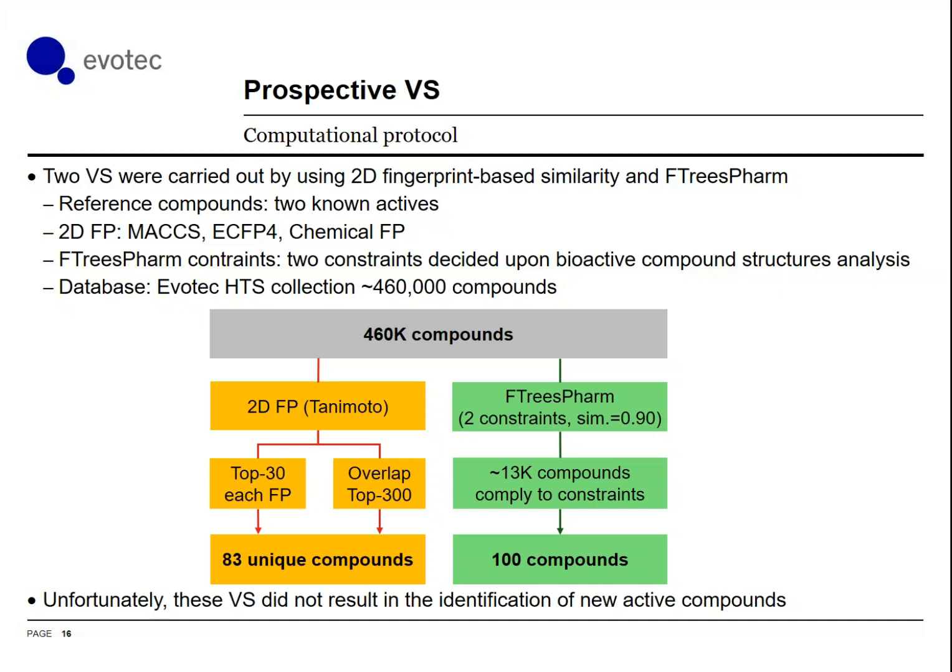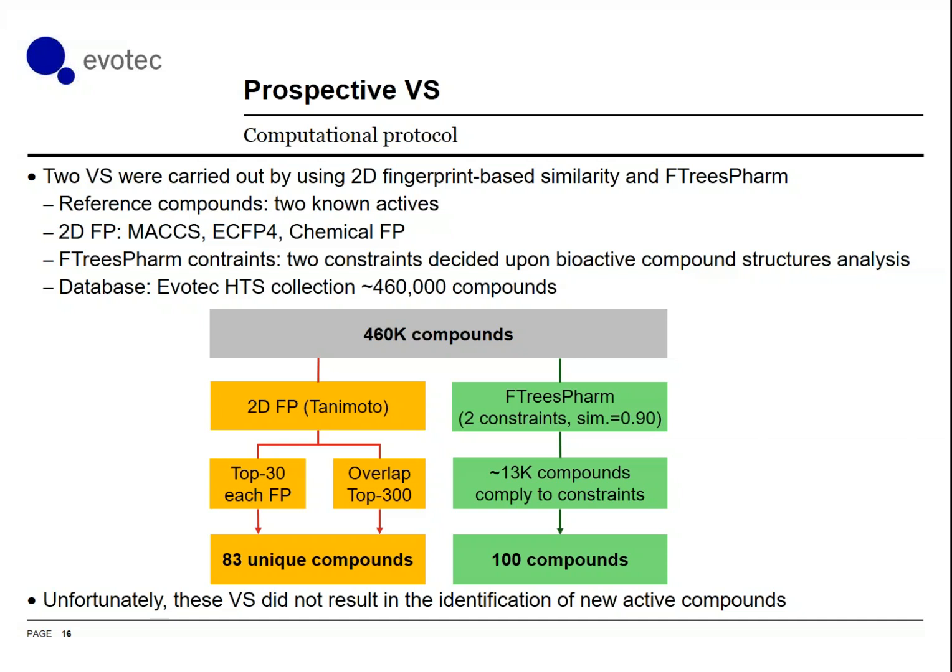In the case of the 2D fingerprints, to come up with a final selection, where the target was to select somewhere around 100 compounds, I have included the top 30 compounds of each ranking obtained with each of the three different 2D fingerprints, and any compound that would rank among the top 300 positions in all three of these rankings, in order to find also some consensus. And this led to a selection of 83 unique compounds.